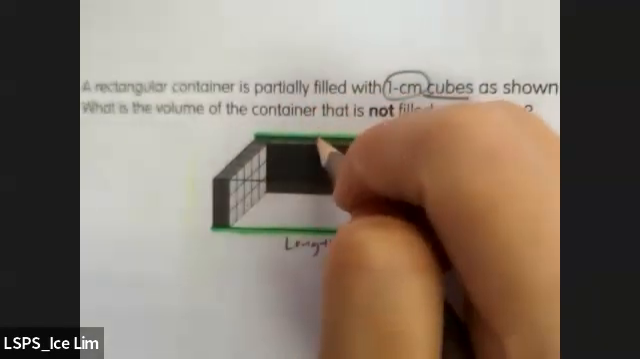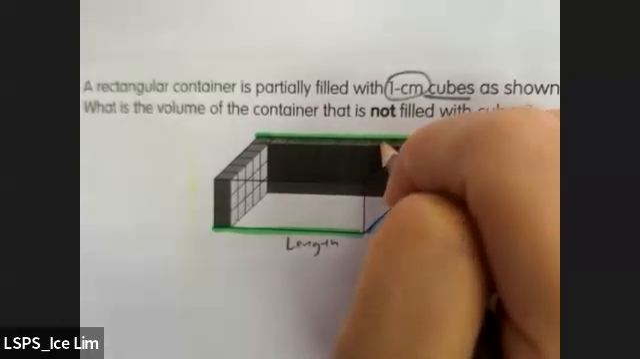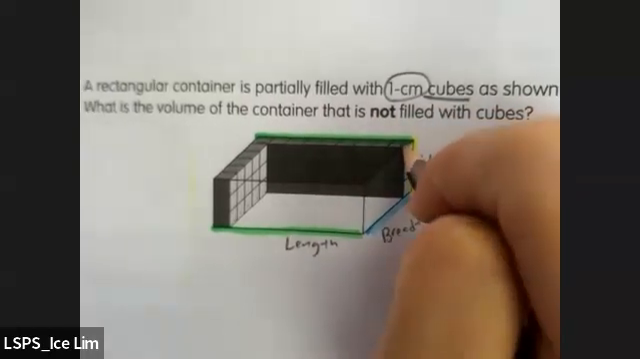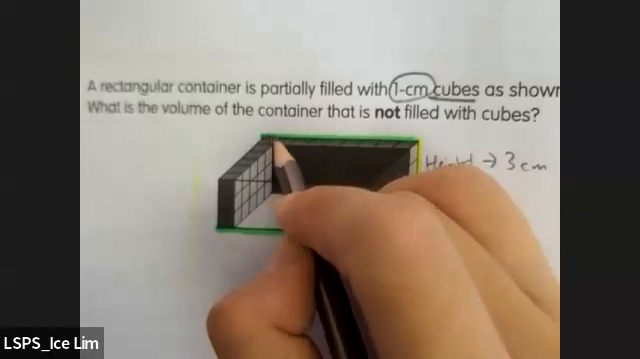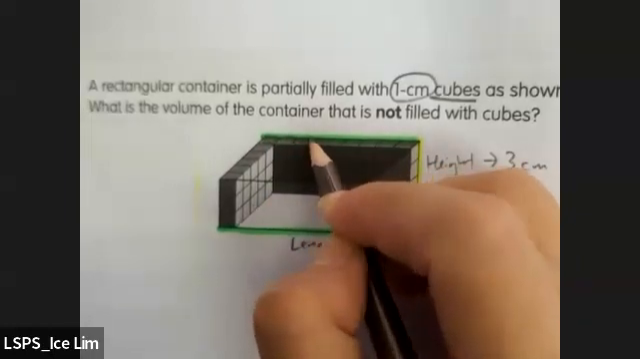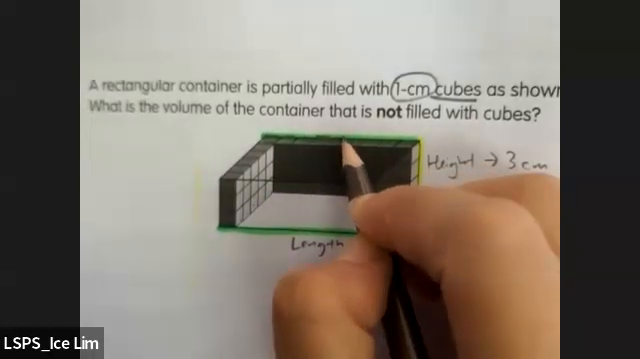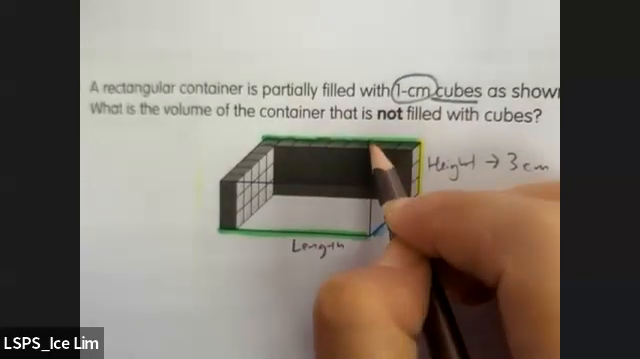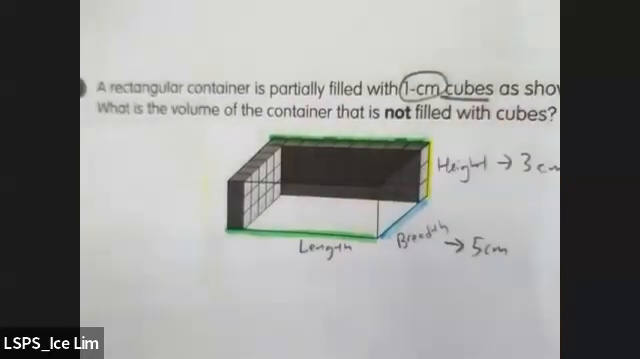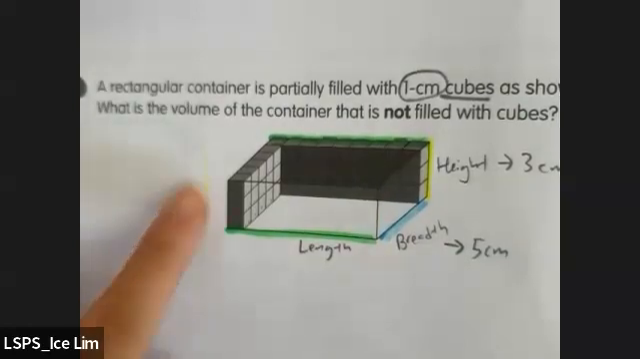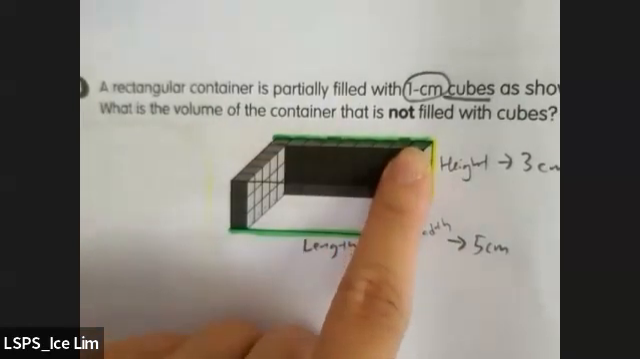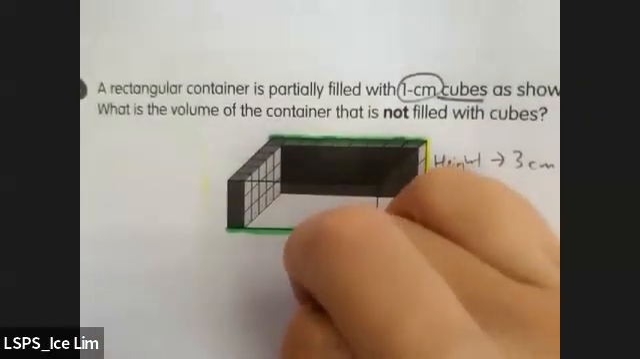1, 2, 3, 4, 5, 6, 7, 8, 9. Count again. 1, 2, 3, 4, 5, 6, 7, 8, 9. It's nice here, right? Nice faces. So I count the size, the edge of the cube.